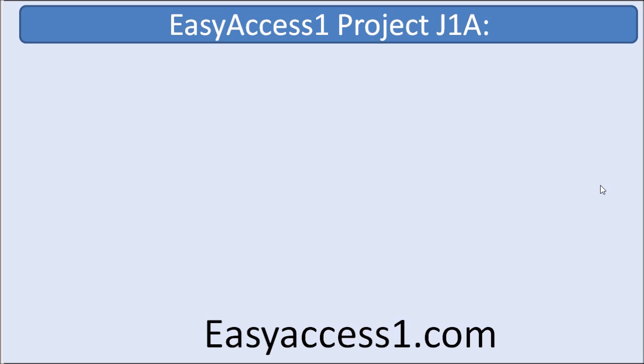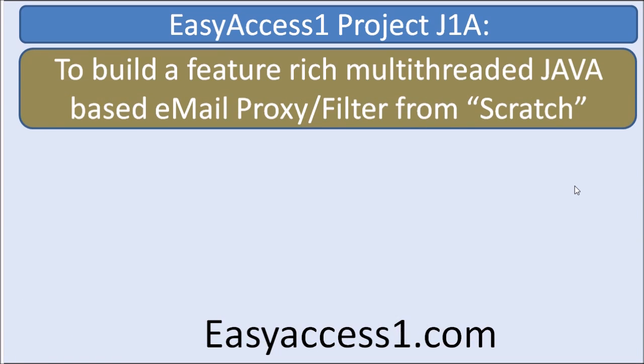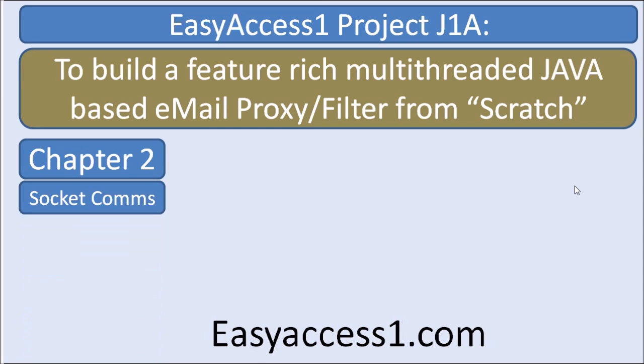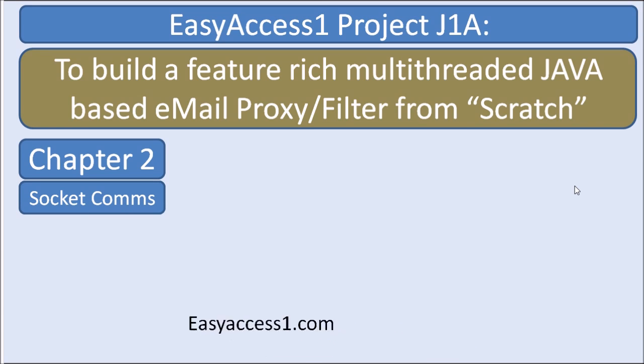Hello, welcome to the Easy Access 1 Project J1A Chapter 2. Project J1A is to build a feature-rich multi-threaded Java-based email proxy filter from scratch. We're at Chapter 2, and we are going to start talking about socket communications.